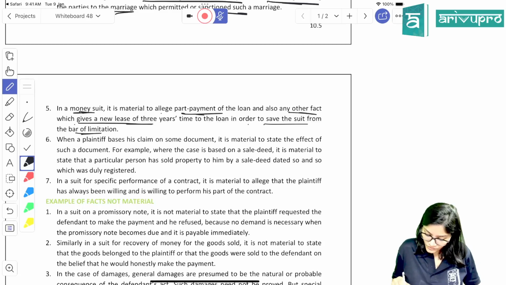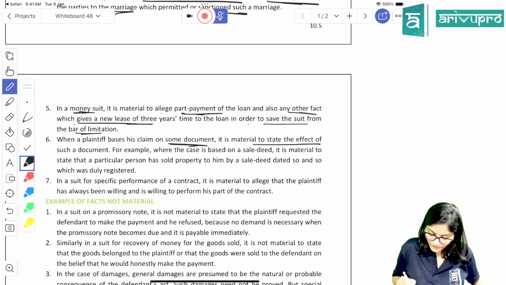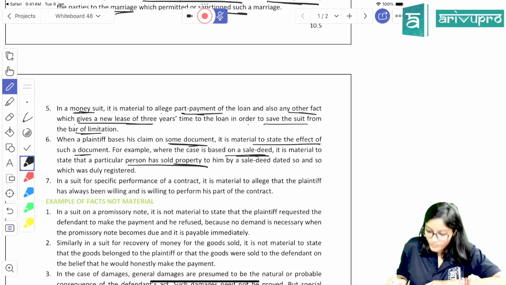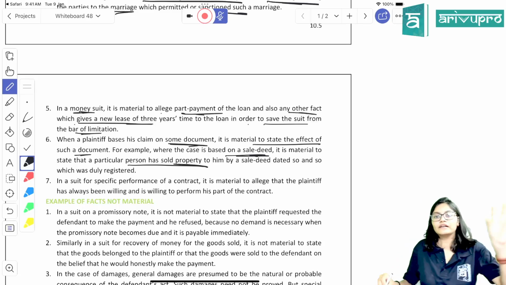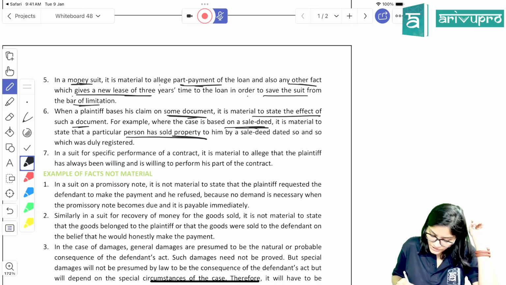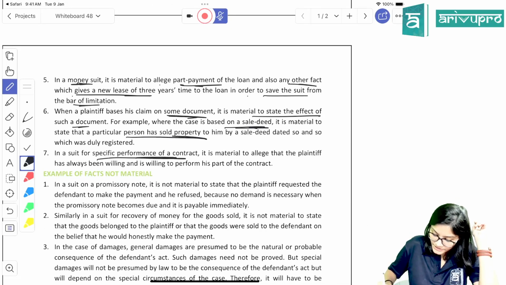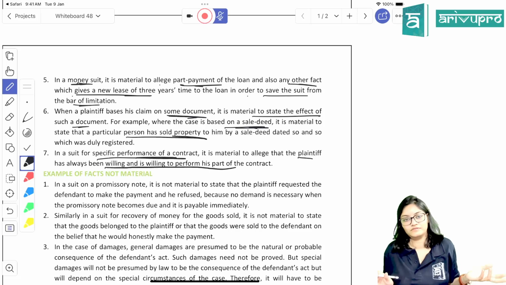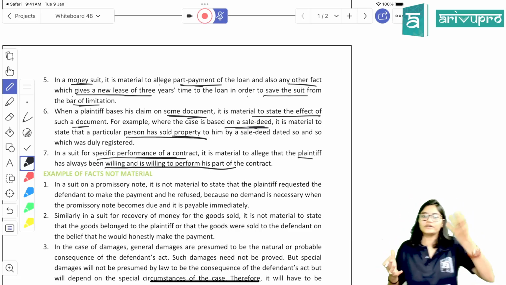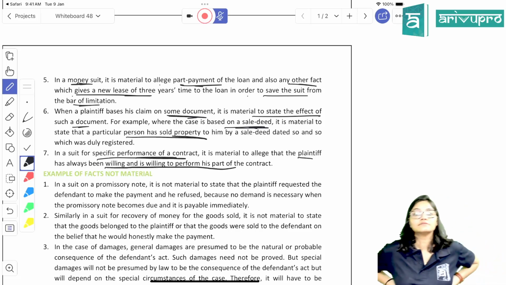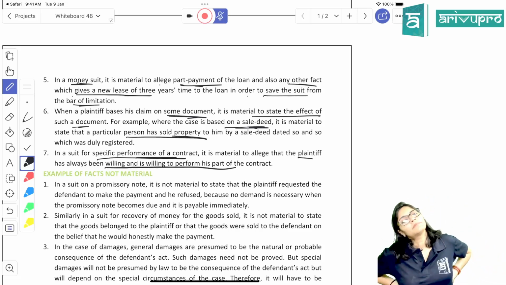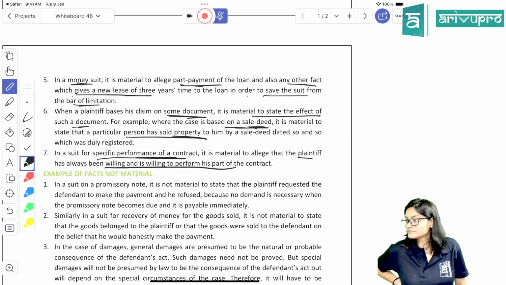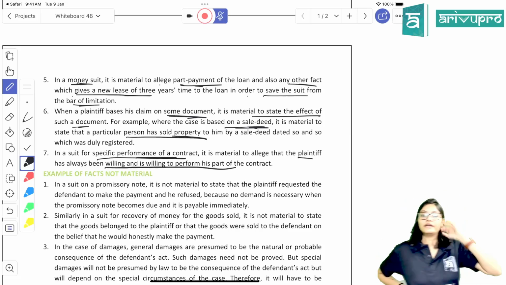When a plaintiff bases his claim on some document, it is material to state the effect of such a document. For example, where the case is based on a sale deed, it is material to state that a particular person has sold property to him by a sale deed on whatever date, registered, everything. Next, in a suit for specific performance of a contract, it is material to allege that the plaintiff has always been willing and is willing to perform his part of the contract. That I was ready to perform my contract, I will need to explain that, right? Because if I am not ready, how can I claim from others? Indian Contract Act, specific performance, right? So some examples are given that all this becomes material. This also becomes material, that yes, I was ready to perform my part, because otherwise, what if later on he denied?